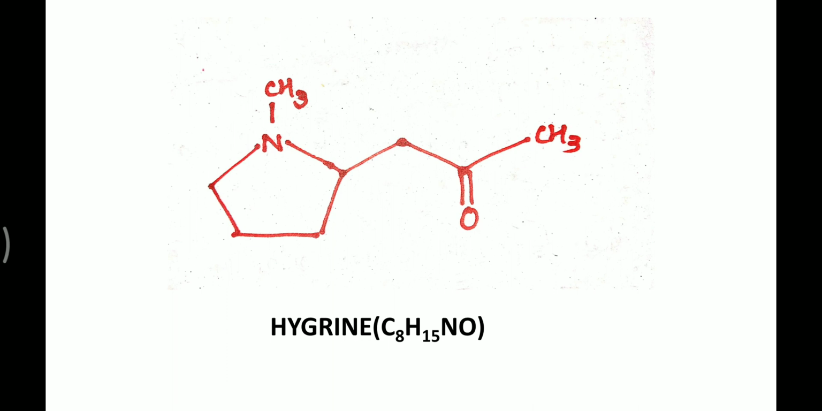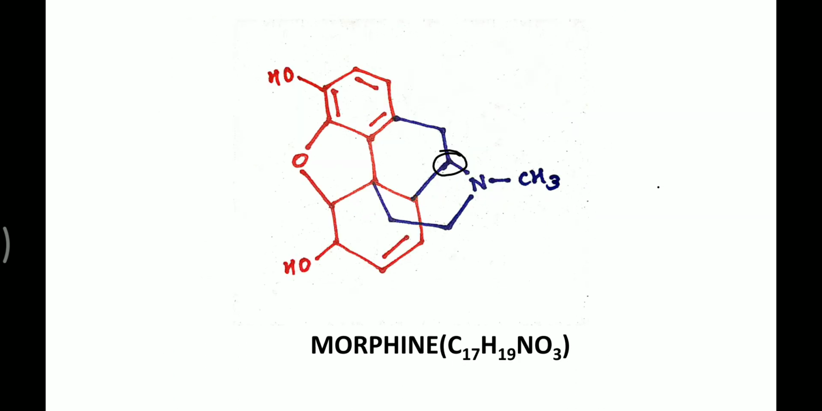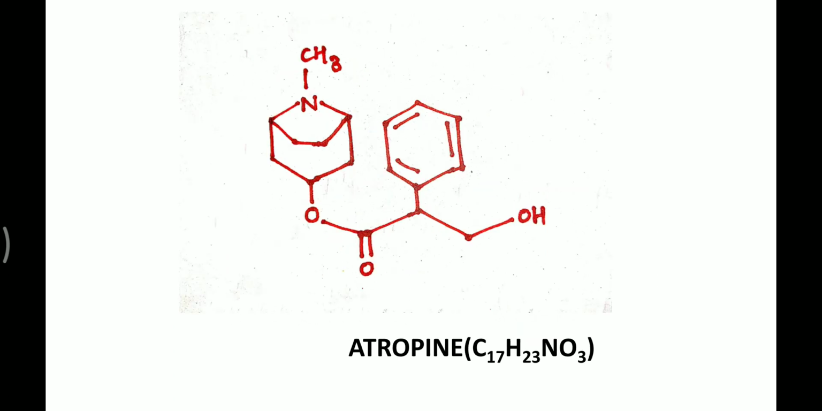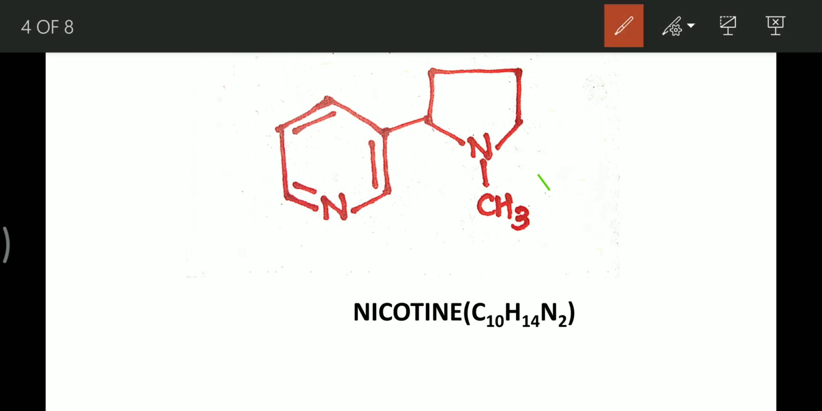And hygrine has molecular formula C8H15NO. So if you see all the structures, hygrine has carbon, hydrogen, nitrogen and oxygen. Cocaine also has carbon, hydrogen, nitrogen, oxygen. Morphine also has all the 4 atoms. Atropine also has 4 atoms. And nicotine is the only alkaloid which does not contain oxygen. So remember, this is the alkaloid which does not contain oxygen. So this completes this chapter, alkaloids. Thank you.